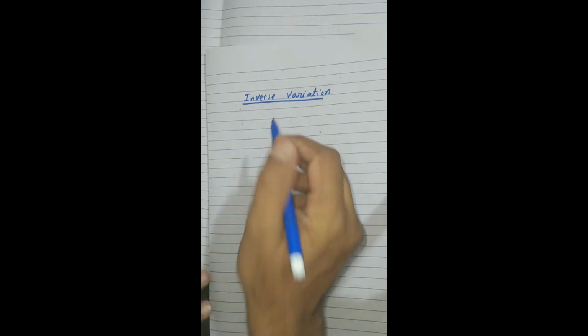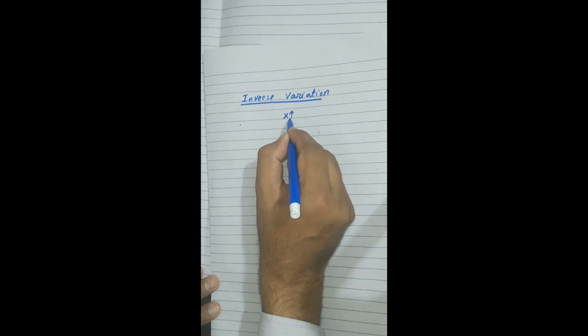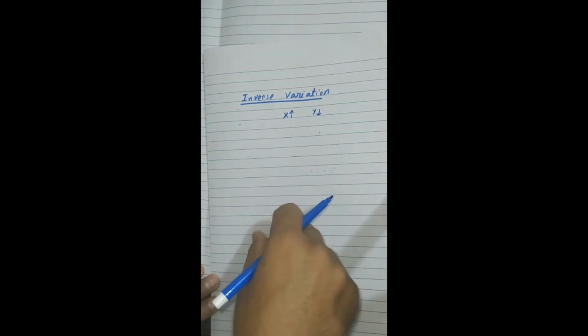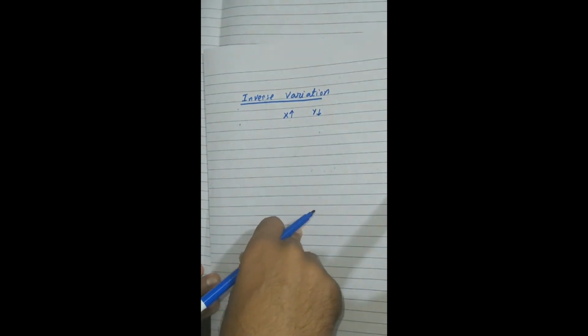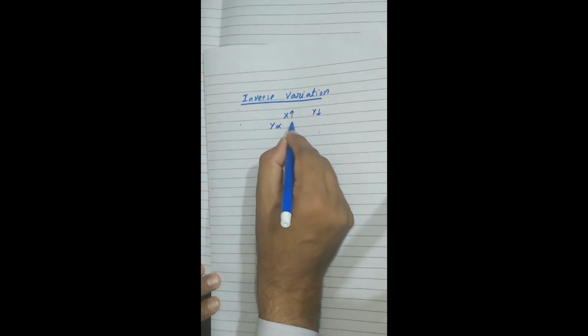Let's say one quantity x will increase, due to x, y will decrease, then this type of relation is called inverse variation, and we can write y is inversely proportional to x. We can also understand the concept of inverse variation by a simple example.